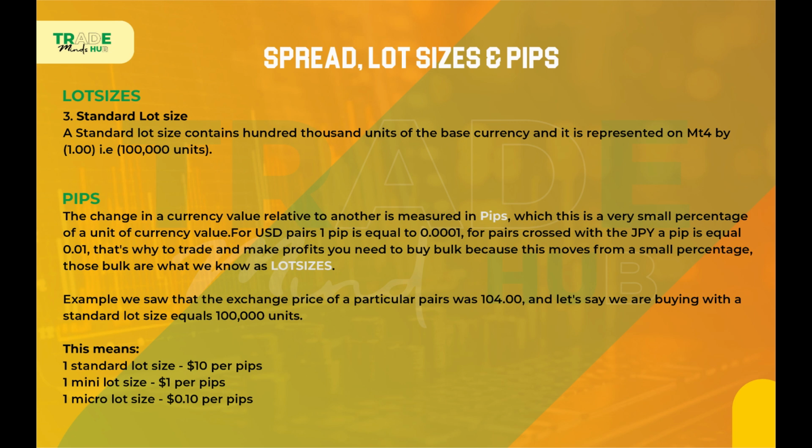A mini lot size is from 0.10 to 0.99. That means 2 mini lot size is 0.20, 3 mini lot size is 0.30, 4 mini lot size is 0.40. And 0.30 represents 30,000 units, 0.40 represents 40,000 units. That means if it's varying from 0.10 to 0.99, 0.99 is 9.9 mini lot size, which is 99,000 units.